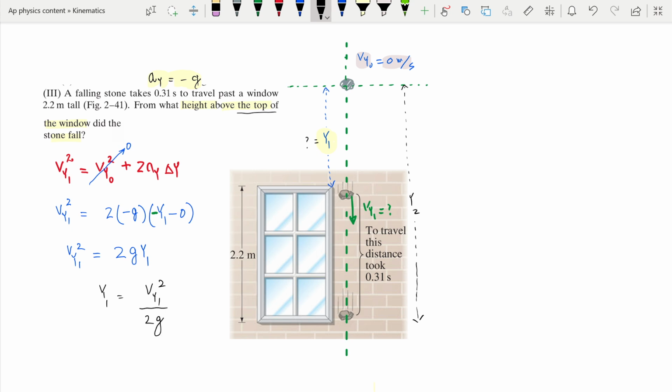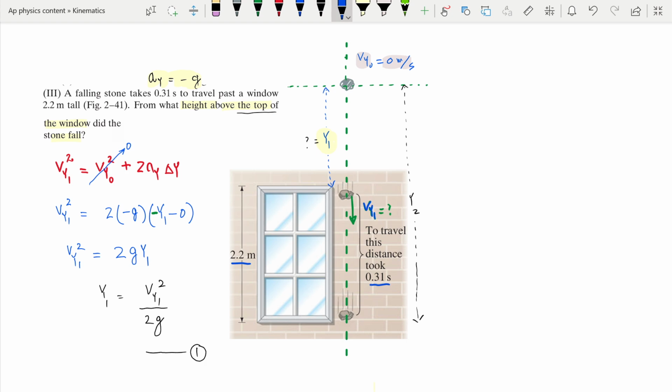Okay, so we made an equation for y1, that is vy1 squared over 2g. Let's see again what vy1 is. vy1 is the velocity when it just passed this level, the velocity at this point, and we don't know about that. So if you find this velocity, you can also find from what height we released the stone. Now to find this velocity, we will use this data and this time.